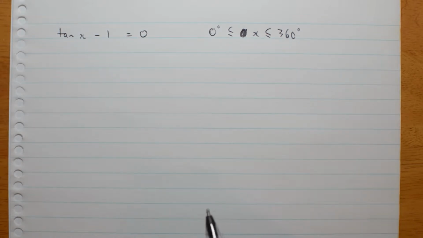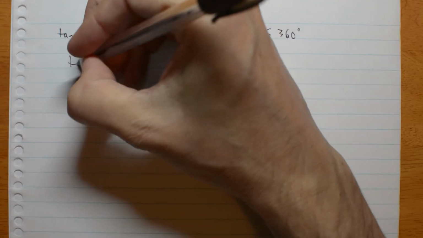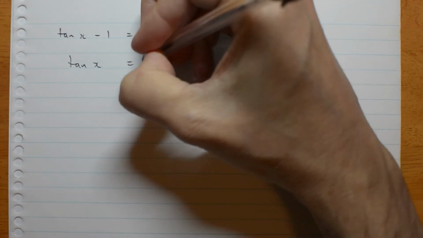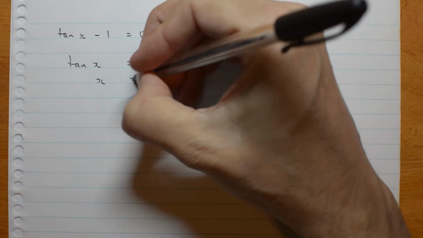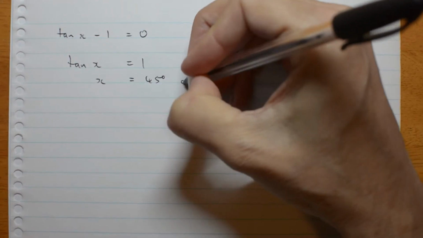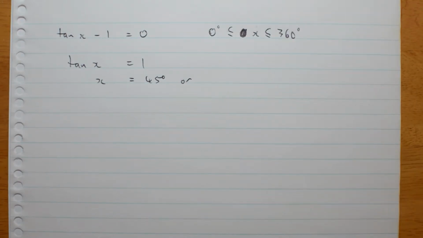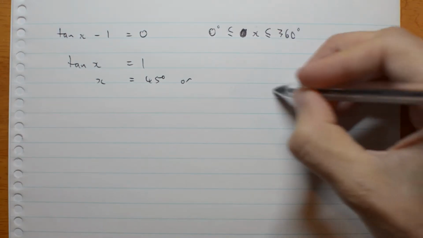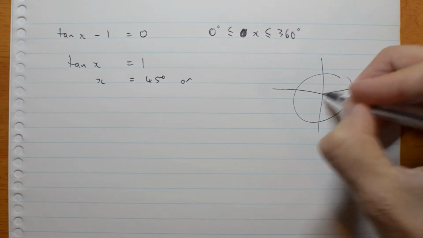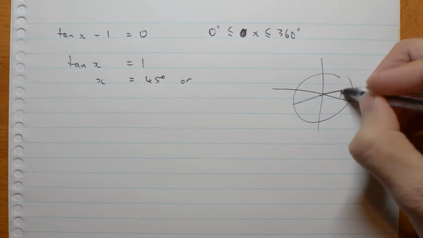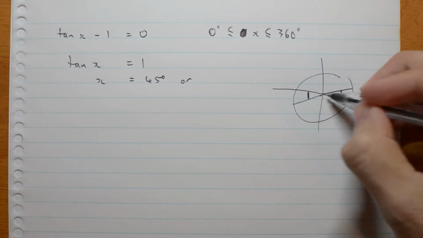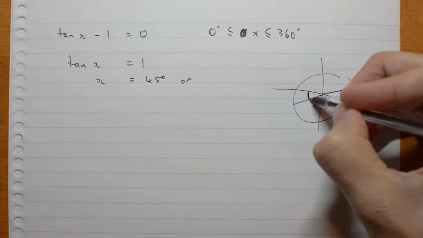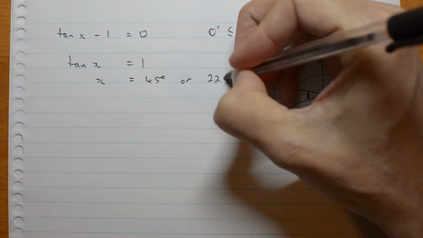That's the same method. First, rearrange the equation. That means tan x is 1, so I'm talking about my 45-degree triangle. So x is 45 degrees. Or, where's the other one? Well, tan, remember, is positive here and opposite here. If that's 45, then that's 45. I want 180 plus 45, which is 225 degrees.